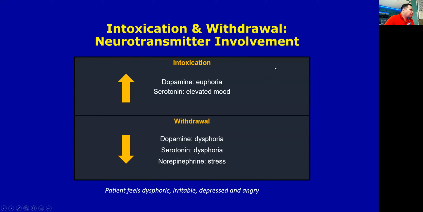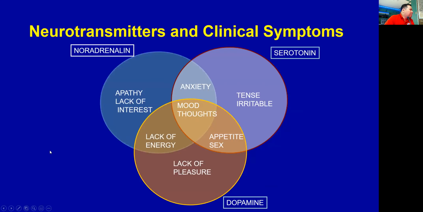Okay, so when a person is intoxicated, it's more of dopamine and serotonin. When there's withdrawal, there's also norepinephrine that's involved. Okay, so these are the neurotransmitters, and these are the clinical symptoms that are produced by the effect of meth on these pathways.